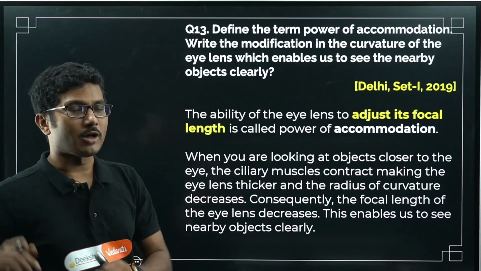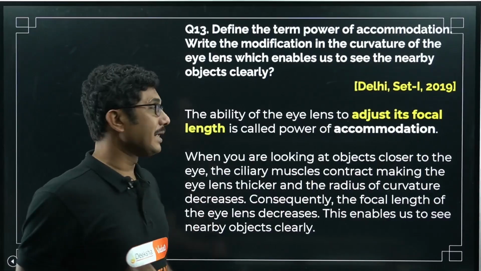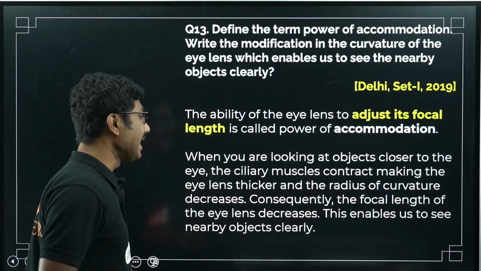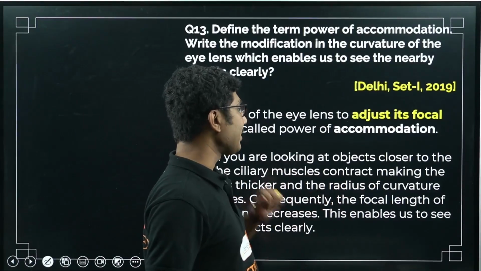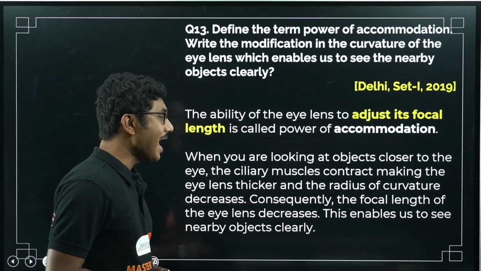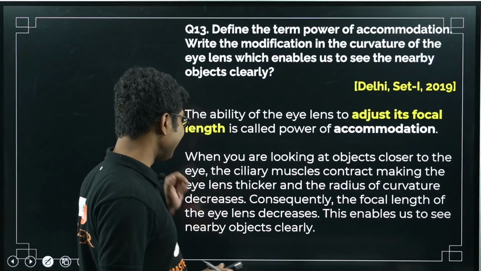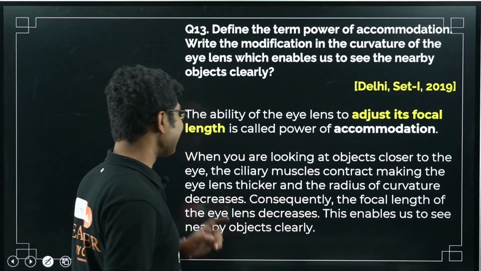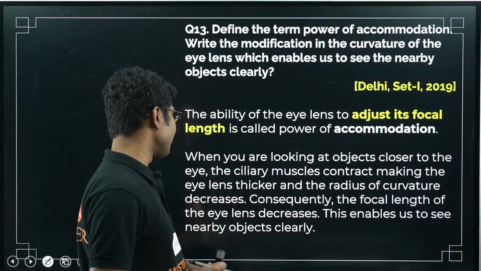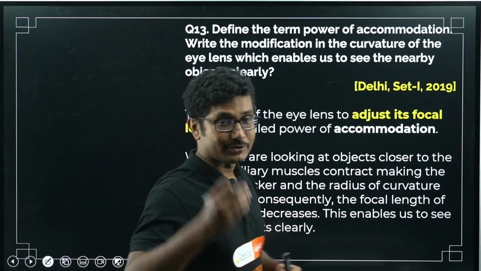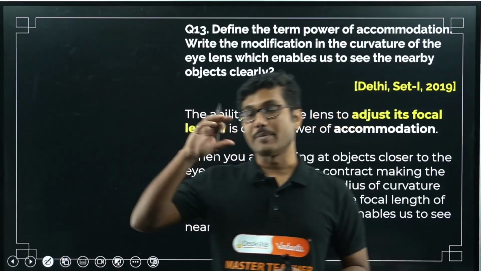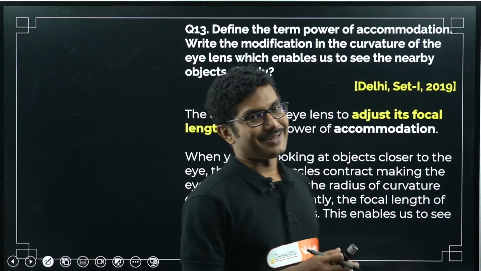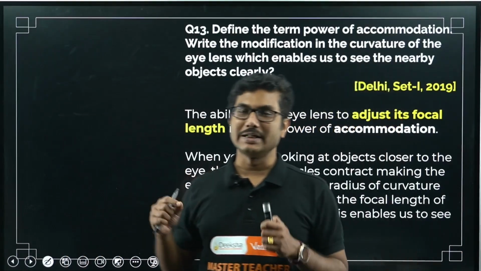Next is only the nearby objects. How can we see the nearby objects? So when you are looking at objects closer to the eye, the ciliary muscles contract, making the eye lens thicker and the radius of curvature decreases. Okay, consequently the focal length of the eye lens decreases. This enables us to see the nearby objects clearly. So now the object is close, we have to decrease the focal length so that we can see the nearby objects clearly, right? So that's how we see the nearby objects.